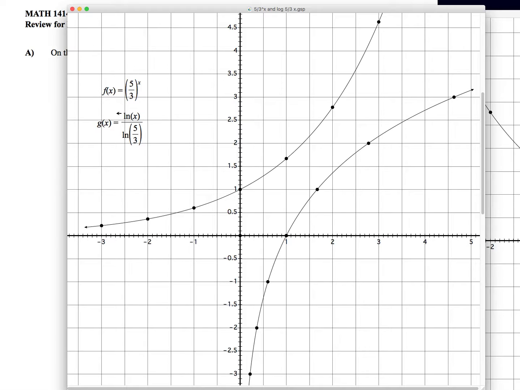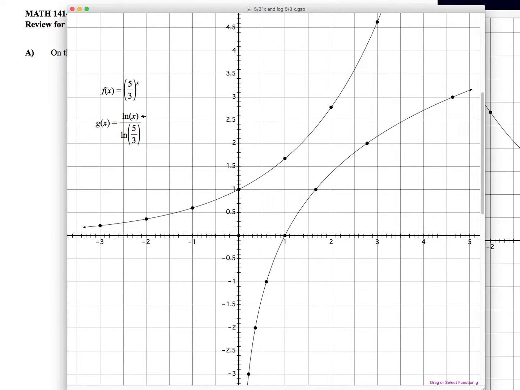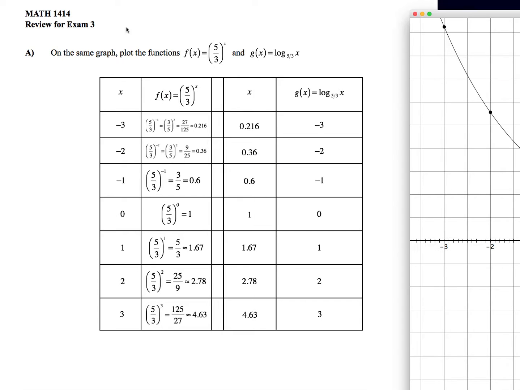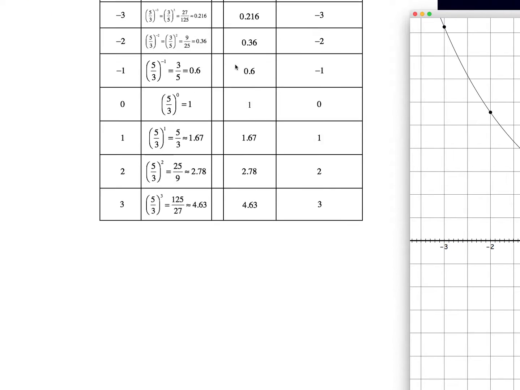And now one last thing, the program I use does not have the ability to change the base of the logarithm that it's graphing, so you have to use the change of base formula. So I use the natural log of x divided by the natural log of 5/3, and you can see that gives me this logarithmic function that mirrors this exponential one. Okay, so that's the 5/3 to the x and log base 5/3.